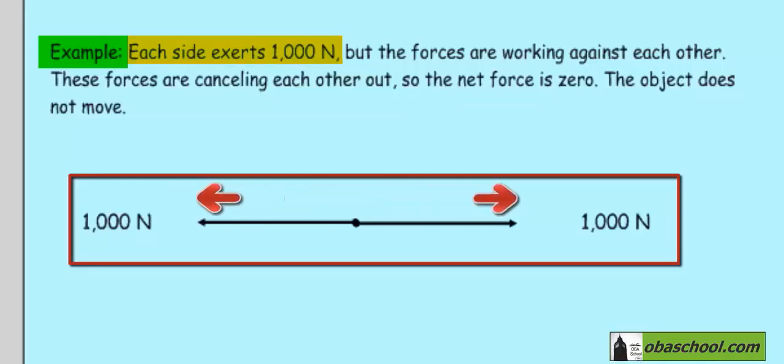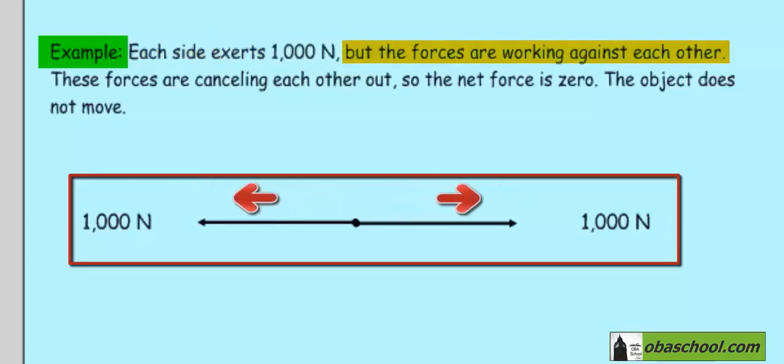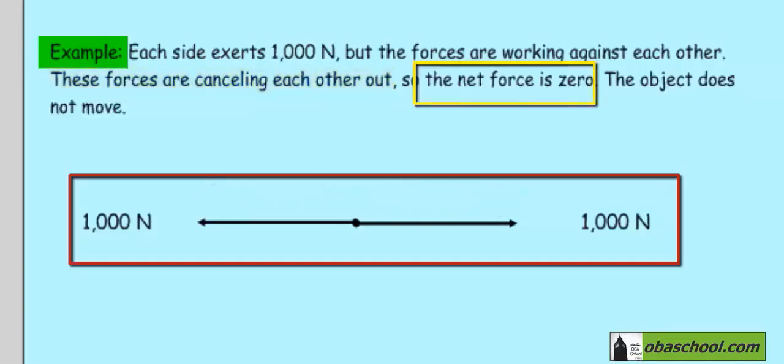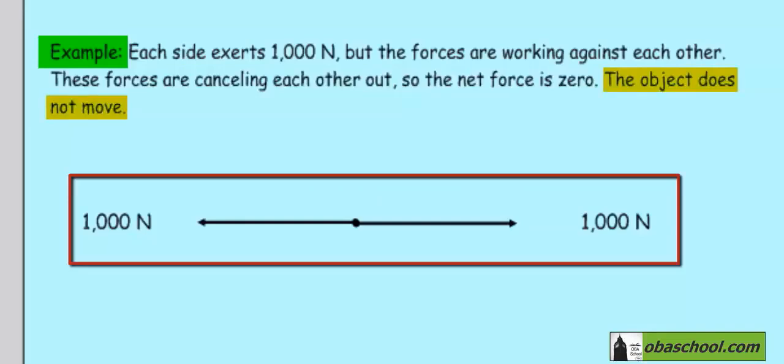But the forces are working against each other. These forces are cancelling each other out. As you can see below, they are equal, so they are cancelling each other out. That means the net force is 0. When the net force is 0, the object does not move.